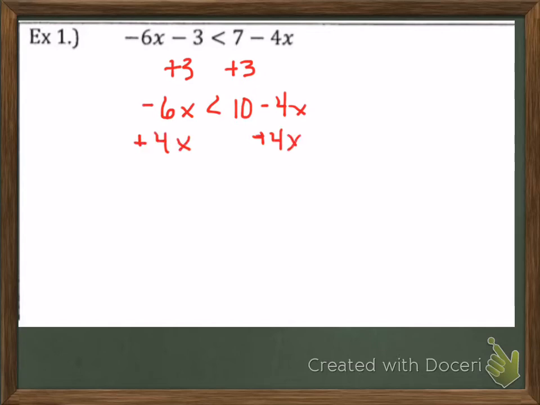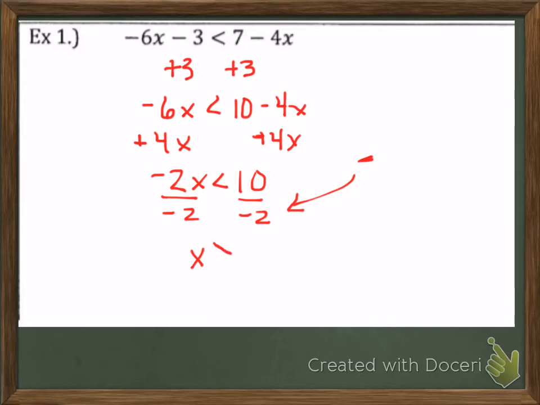This process should be familiar to you. I get -2x is less than 10. I'm going to divide by -2, divide by -2. Now we have to watch here because we are dividing by a negative. That's like multiplying by a negative, but this is the reciprocal. And so that means we have to flip the relation symbol. So we're going to change the relation symbol to greater than, and then we do the dividing on the right and get -5.